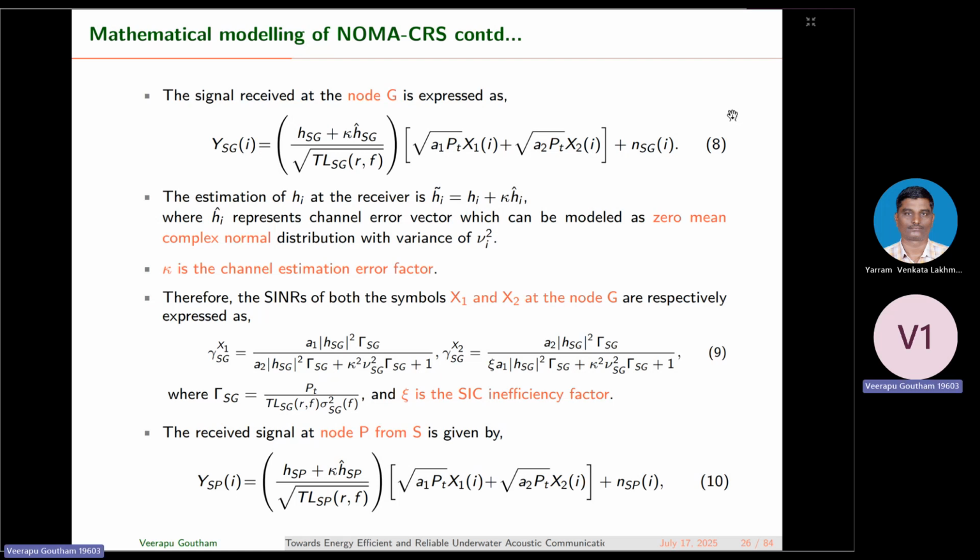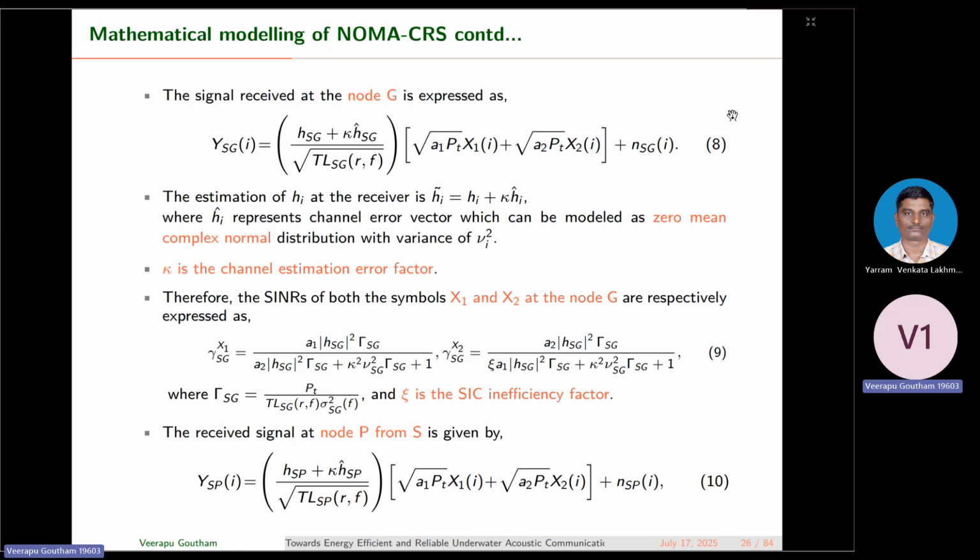Now, node G is a near node. It will decode both signals x1 and x2. Here, for finding the x1 symbol, this is the desired power, and the remaining is the interference power. The desired power is alpha 1 times mod h hat squared, and the remaining is the interference. While decoding the x2 symbol, first the near node will decode the x1 symbol, then it will go for the subtraction. If it is unable to find the x1 symbol properly, there is some error, which we are also considering here.